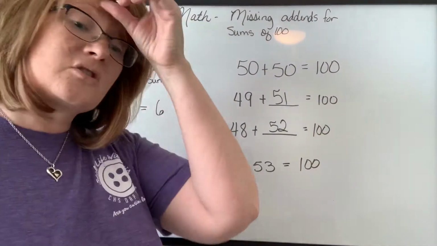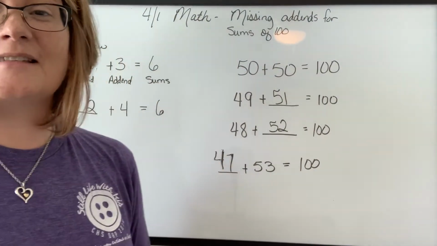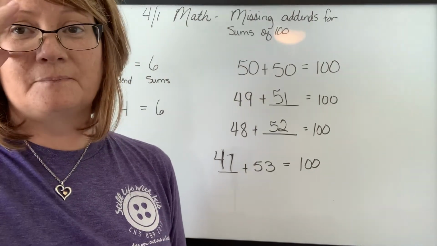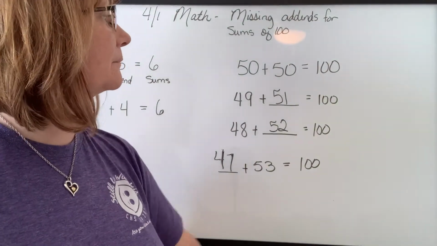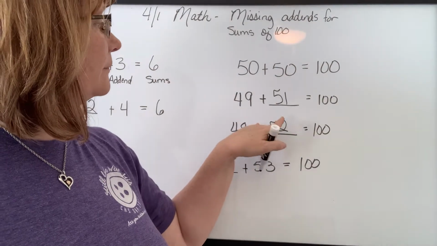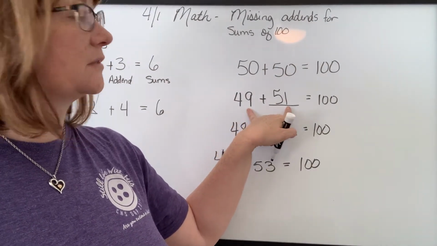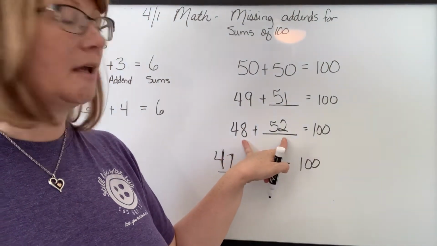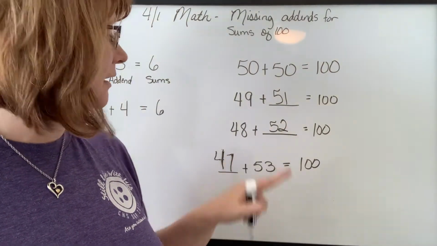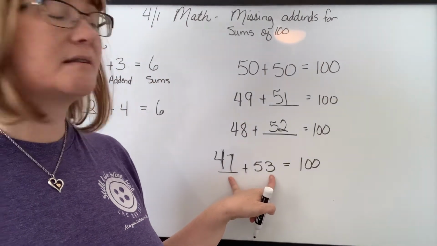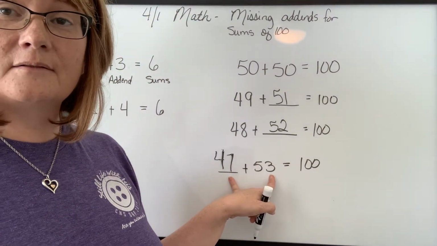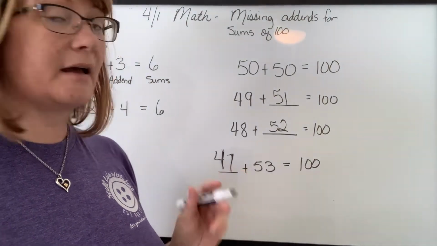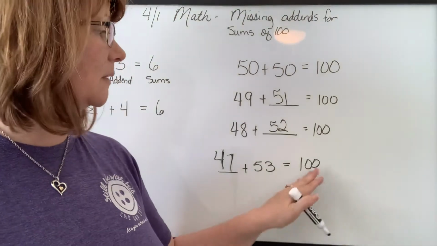All right, so now there's a trick to finding your missing addend for sums that equal 100. If you look, let's start with this one. Here's your ones place. 9 plus 1 is what? 10. Let's look at these ones place. 8 plus 2 is 10. And this ones place. 7 plus 3 is 10. Okay, so they're all 10 friends. So you know that when you add the ones together, you're going to have a 10 because you need a 0, right?